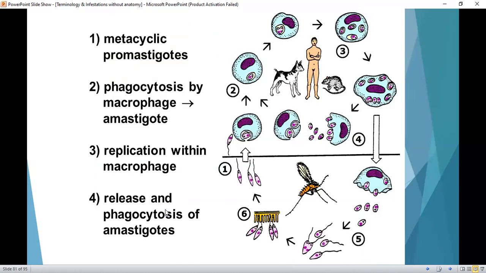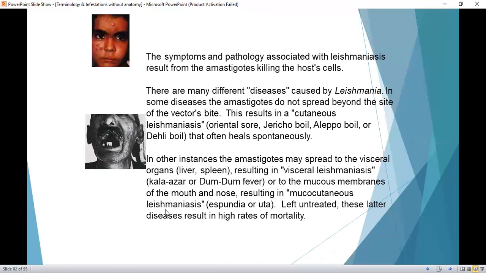Promastigotes are phagocytosed by macrophages and converted into amastigotes. Amastigotes replicate within the macrophage, which ruptures and releases amastigotes. If the sandfly takes a bite at that time, then the amastigotes go inside the sandfly and complete the life cycle.